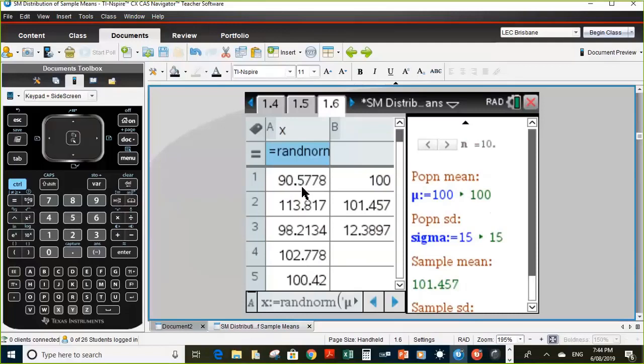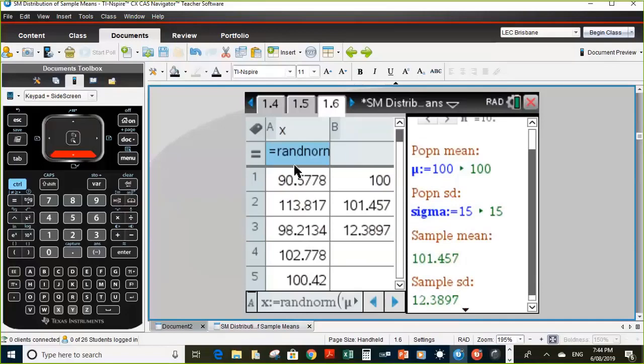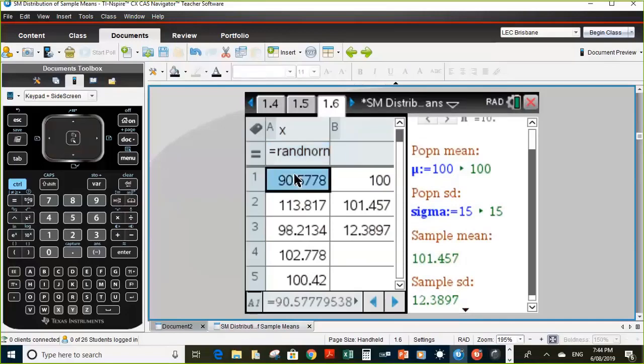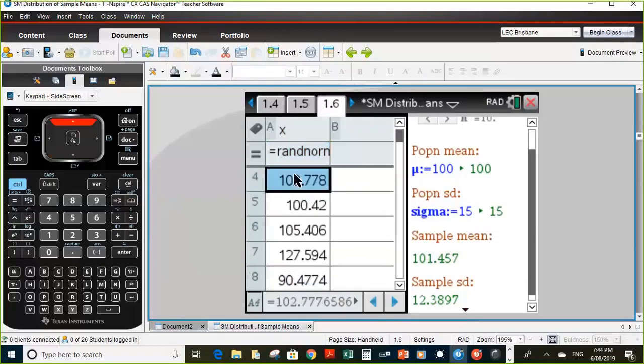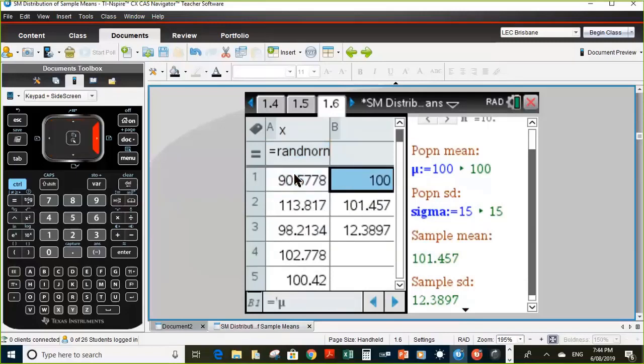So it's nice for the students to see the fluctuation there. So we've got a 90, 114, a 98. Okay, so that's quite nice. And what I've done here is in cell B1, I've entered in equals mu, and so that's the population mean, that's anchored at 100. Here, I've typed in equals S_mean, and that's the sample mean, and similarly S underscore SD, that's the sample standard deviation.